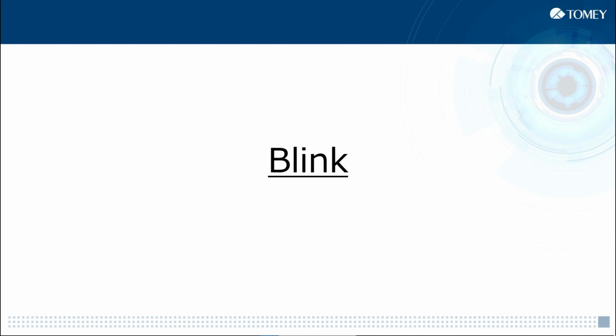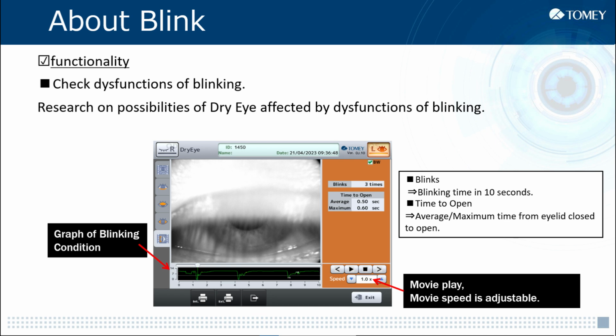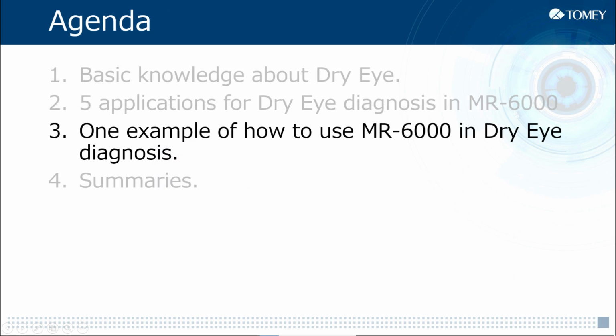The last function is blink observation. This application checks the blinking condition because blinking dysfunction might affect tear stability. For now, there is no threshold value or classification, just observation of the blinking conditions. So those were the 5 functions in the dry eye applications. And now, I would like to talk about how to use those 5 functions for dry eye diagnosis in clinical operation.